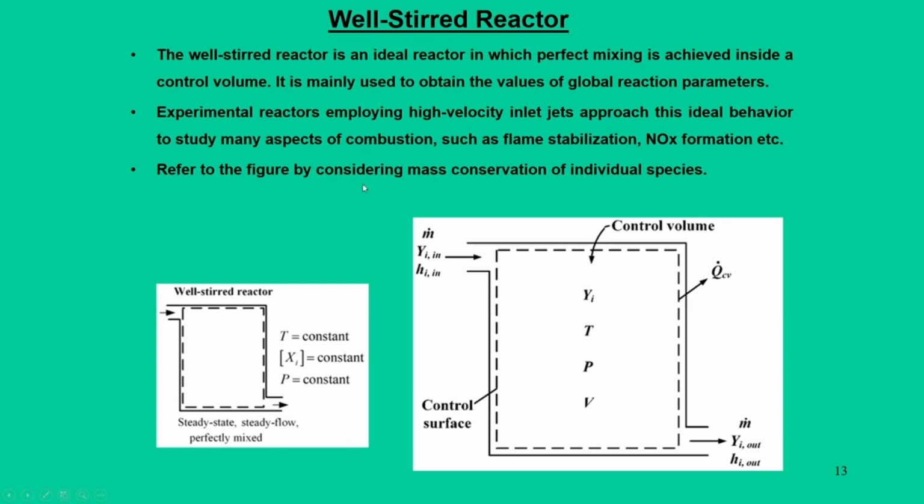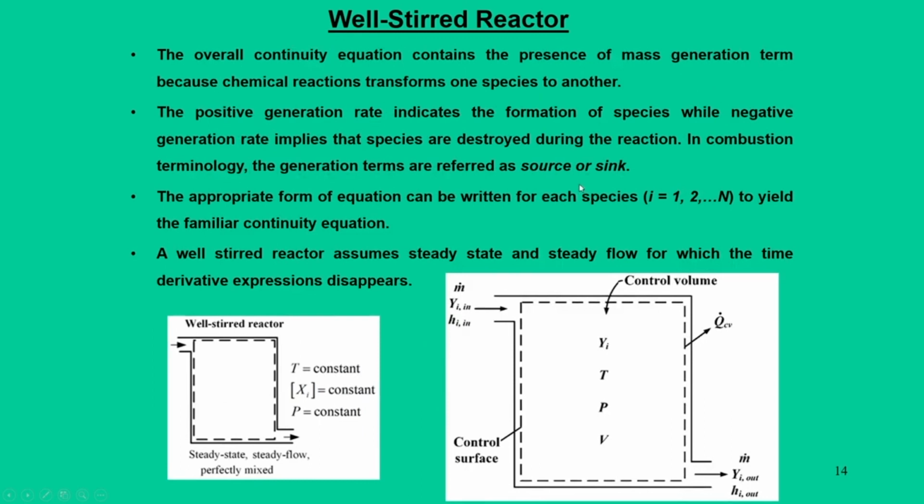Here we are looking at the mass conservation of individual species. So, how do you do that? To do that, we have to analyze the overall continuity equations in terms of mass generation terms, because chemical reaction transfers mass from one species to another.